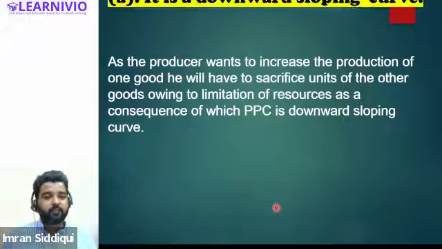Number 1, we have covered, it is a downward sloping curve. What does this downward sloping curve basically mean? As the producer wants to increase the production of one good, he will have to sacrifice units of the other good, owing to the limitation of resources, as a consequence of which the PPC is a downward sloping curve, right?